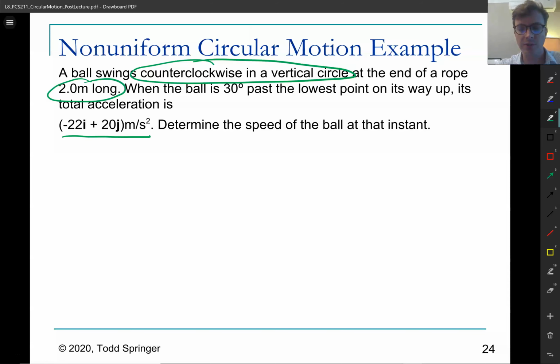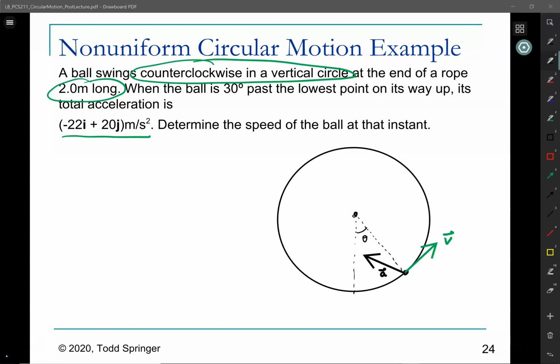Okay, so first thing to do is to draw a very careful sketch. So there's my sketch of the circular path. The object is at this point here, which is 30 degrees past the lowest point. So I'm choosing my angle theta, and that's going to be 30 degrees. At that point, it has an acceleration which has a negative x component and a positive y component. Those two are approximately equal, though the negative x component is a little bigger. I'm using this coordinate system here, plus x this way, plus y this way. Okay, so that's what it looks like.